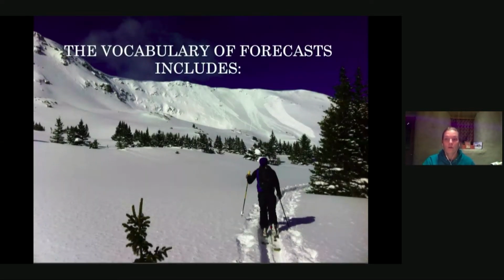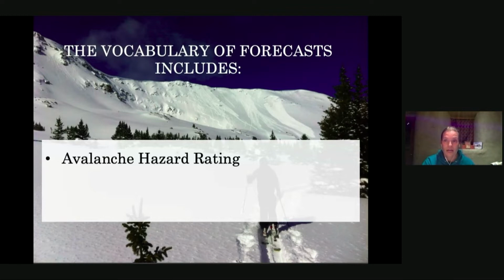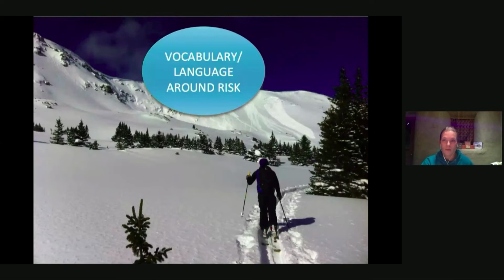When we're going to the forecast, the vocabulary of the forecast includes a few things. One, they give us the avalanche hazard rating: low, moderate, considerable, high, extreme. They also sometimes give us different avalanche problems, and this can really help us choose which terrain we want to travel in for the day. And then there's also travel advice embedded both in the avalanche hazard rating as well as in the forecast. So let's talk a little bit about this, and let's start with this vocabulary.